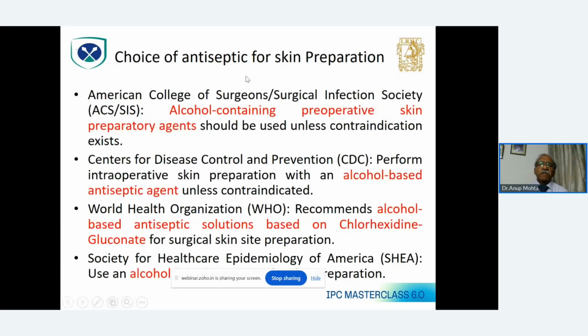Now, what are the choices of antiseptics available for skin preparation? There are various recommendations. I'll briefly touch on them. The American College of Surgeons recommends that alcohol-containing preoperative skin preparatory agents should be used unless contraindication exists. The CDC says perform intraoperative skin preparation with an alcohol-based antiseptic agent, again unless contraindicated. WHO categorically recommends an alcohol-based antiseptic solution based on chlorhexidine gluconate for surgical site preparation, right?